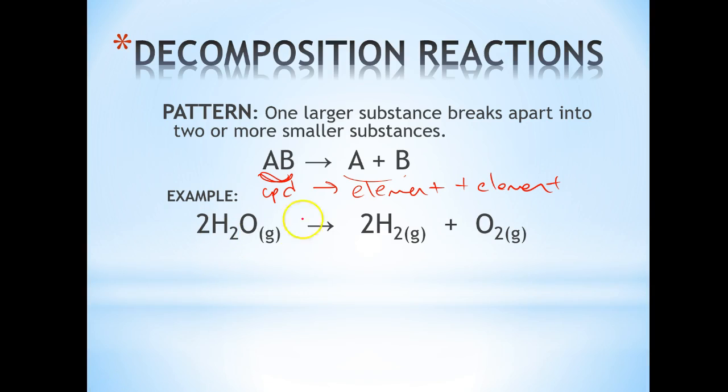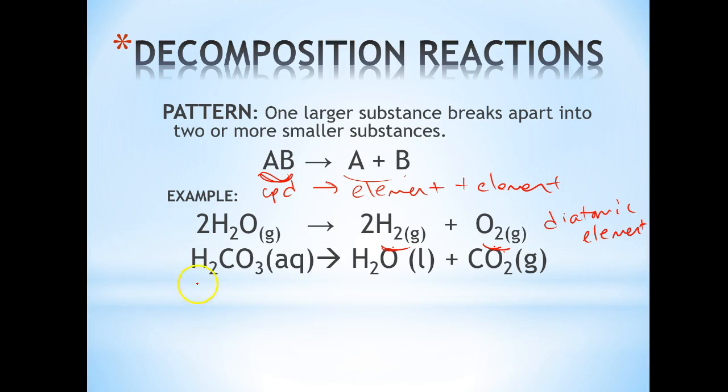So, for example, water would break apart into the two elements that it's made out of, hydrogen and oxygen. Now notice the subscripts here. We'll talk about that later, but I want to point out that these are diatomic elements, hydrogen and oxygen, and we talked about those in the past. Just mentioning it again, that's the way they come. Here's another example. Carbonic acid is what makes soda fizz. When it fizzes, or goes flat, it breaks apart into water and carbon dioxide, and that's why you see the bubbles in soda.